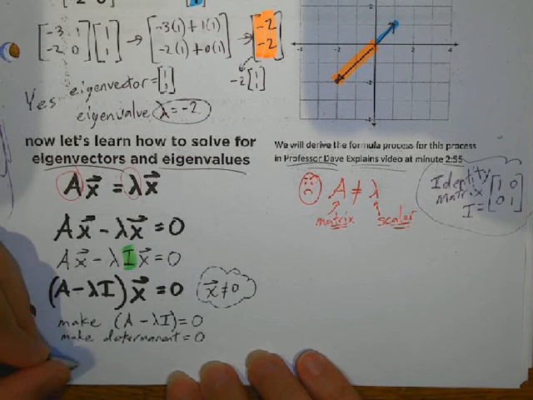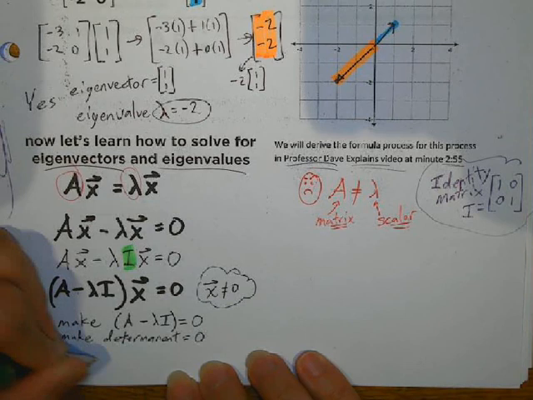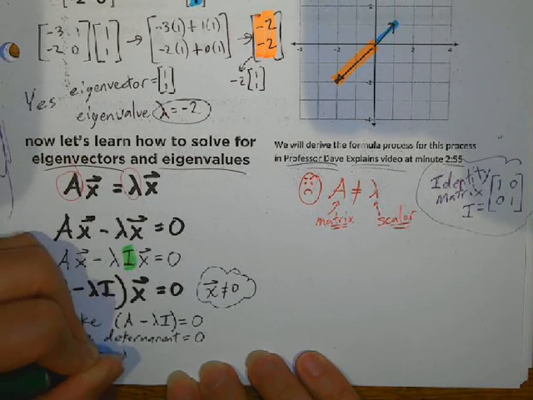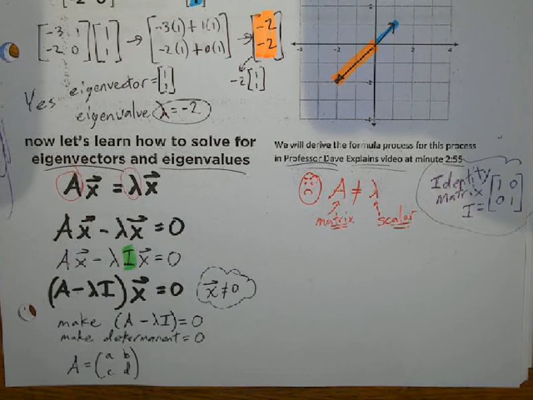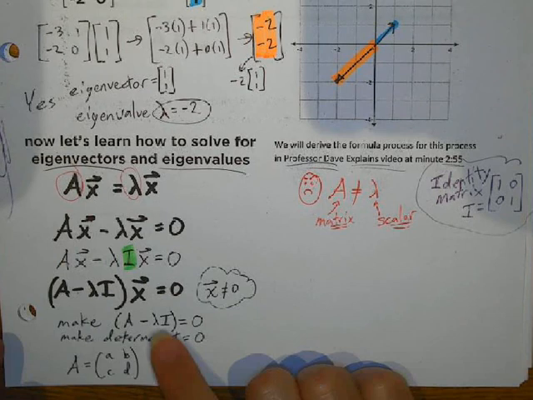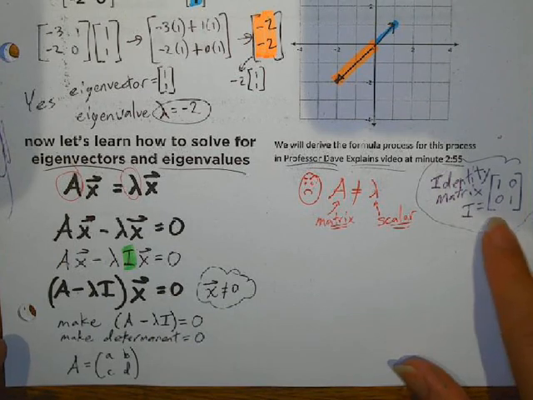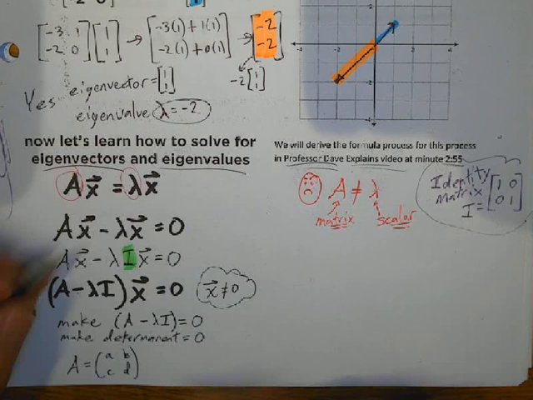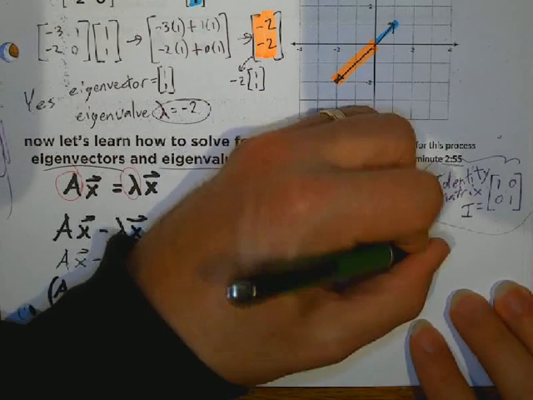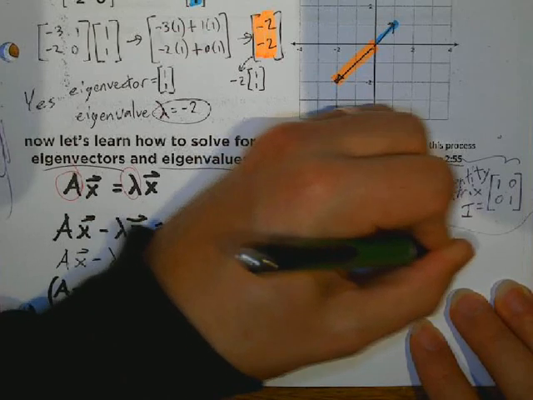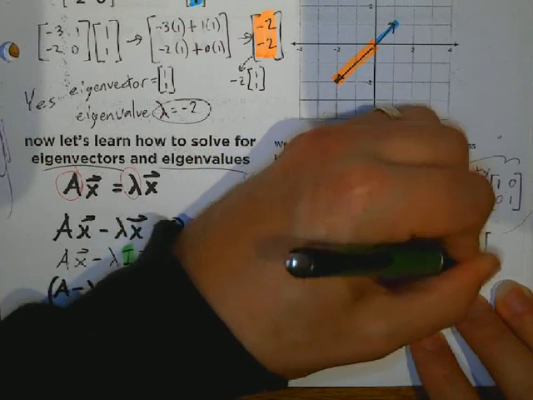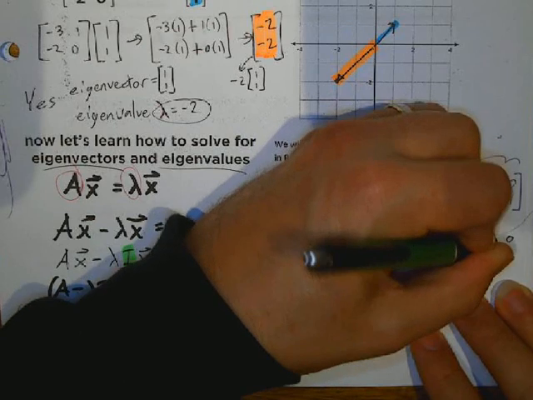So I'm just going to say A is equal to A, B, C, D. Right now we're just deriving the formula. If I have the identity matrix like this, then lambda times the identity is going to be equal to lambda, 0, 0, lambda.